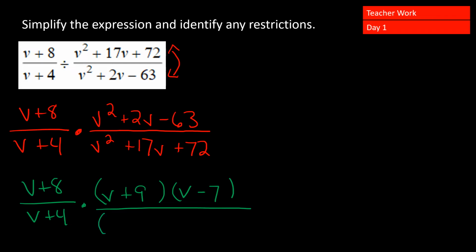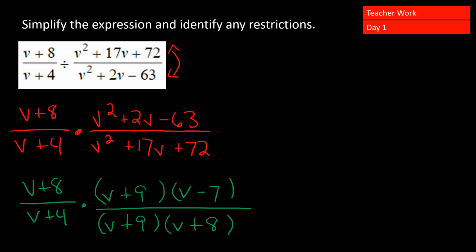In the denominator, we can break that down to two binomials as well. So in order to get v squared, we have v times v. Two numbers added or subtracted that give me 17, but multiplied give me 72. Well, that would be a plus 9 and a plus 8. 9 plus 8 is 17. 9 times 8 is 72. And so what we've done here is we've factored everything out, but now we need to start simplifying.